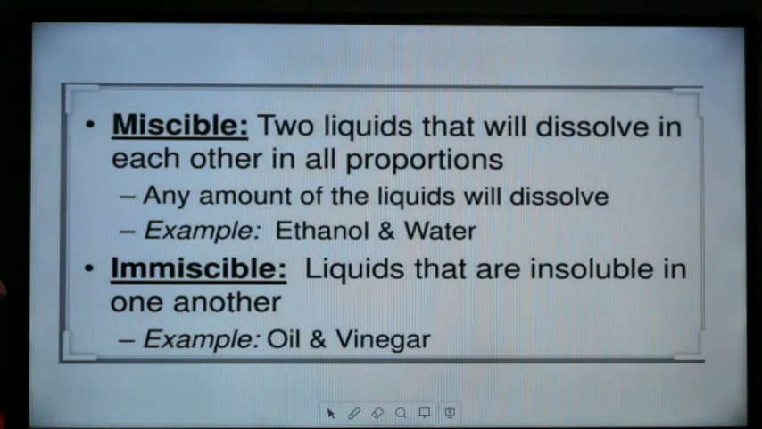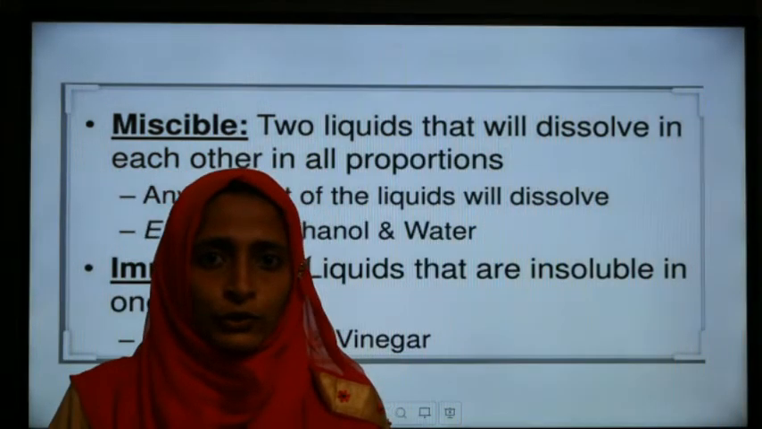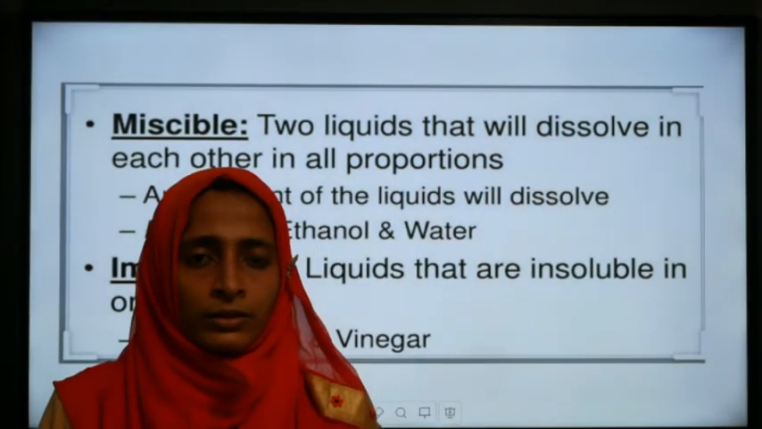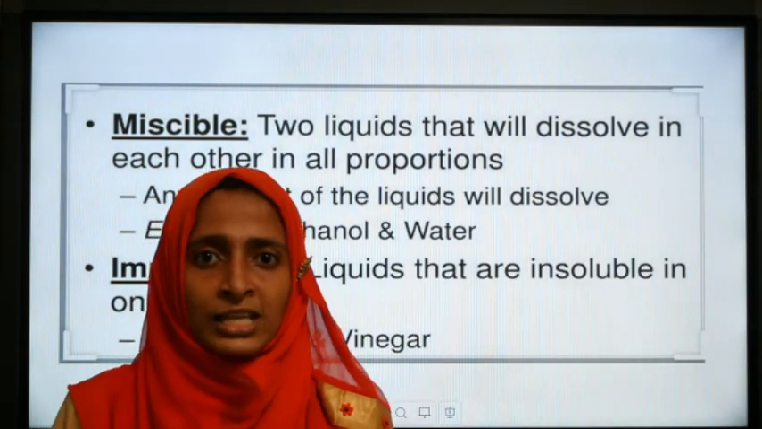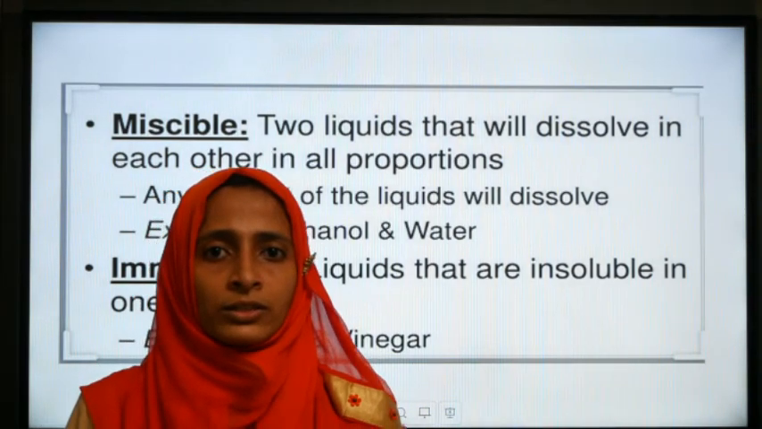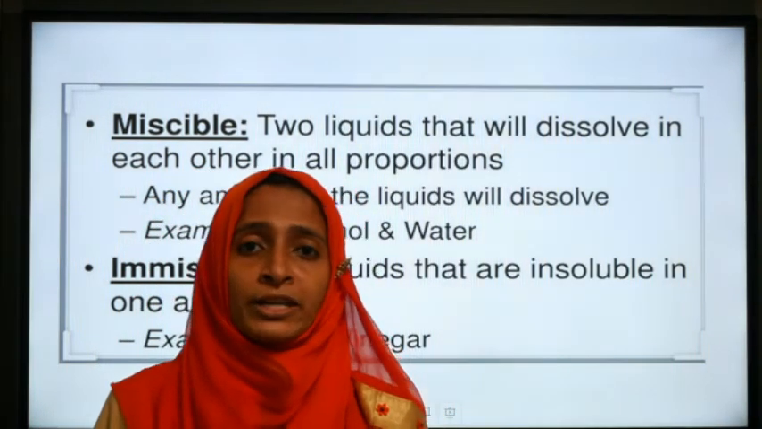Coming to immiscible liquids, liquids that are insoluble in one another are called immiscible liquids. Example, oil and vinegar. Okay, now it's clear to you about two liquids. Then, can gas be dissolved in water? Yes, gas can also be dissolved in water.